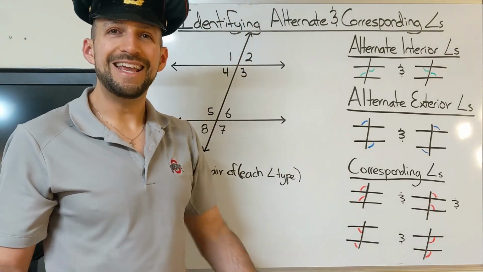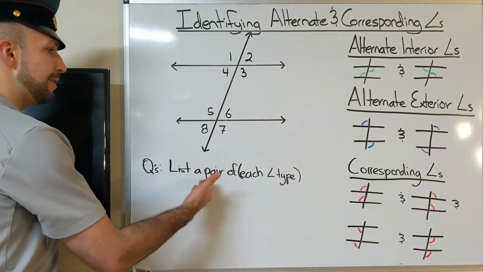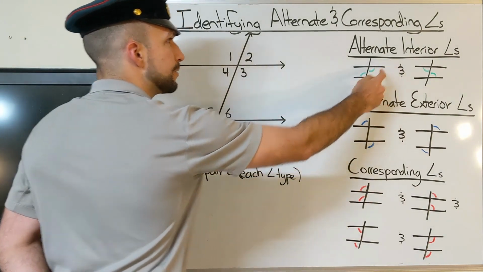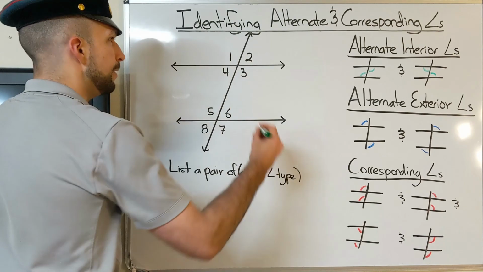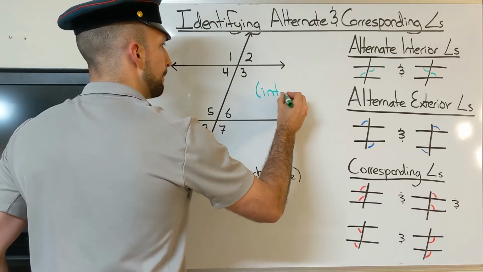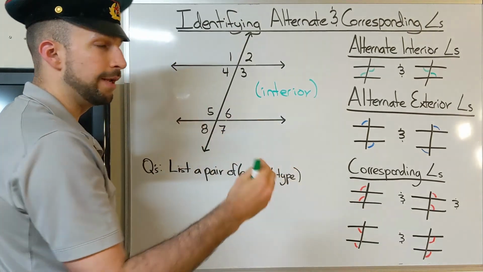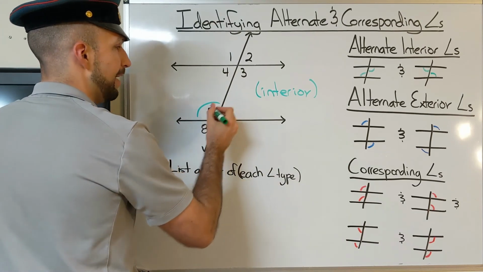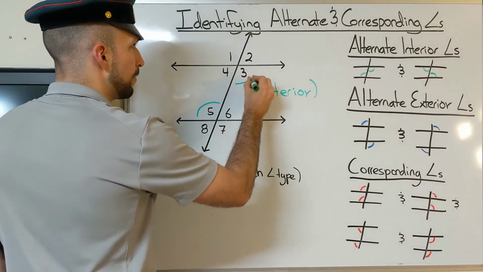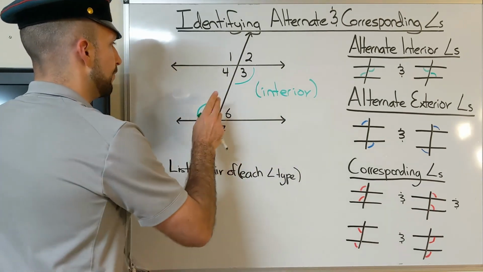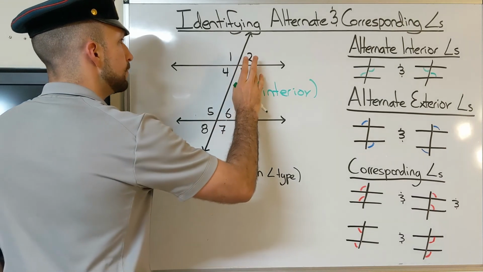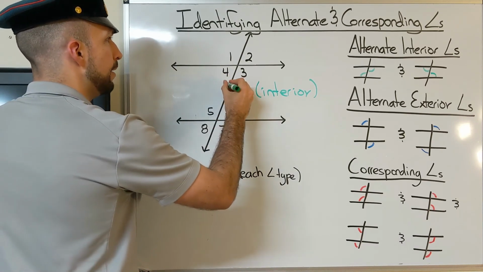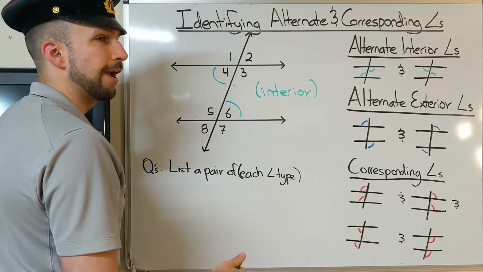Now the problems you'll see about this in ALEKS will literally just ask you to list a pair of each type of angle. So if we're asked to list a pair of alternate interior angles, what we'll do is just look at the interior, the area between these two parallel lines, and pick two angles that are not next to each other. So if we chose 5, we can't choose 6 or 4. 3 would be the alternate interior angle. Conversely, if we chose 6, can't be 5 or 3, we'd have to choose 4 as the alternate interior angle.